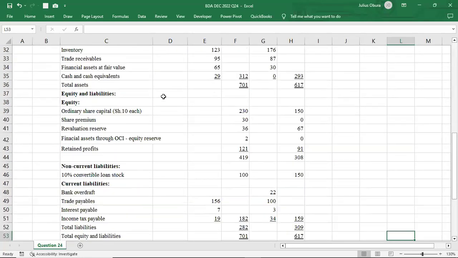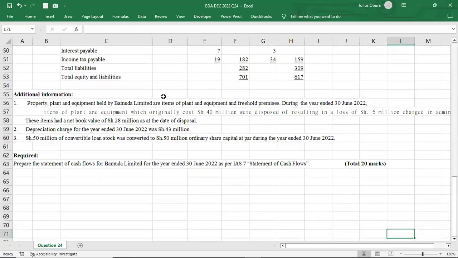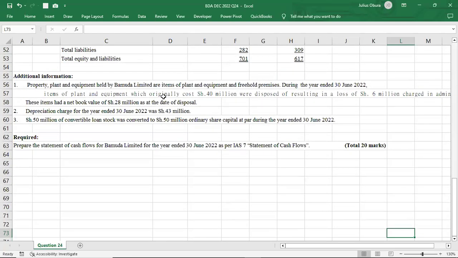Further, we are told the following. Number one, property, plant and equipment held by Bermuda Limited are items of plant and equipment and freehold premises. During the year ended 30th of June 2022, items of plant and equipment which originally cost 40 million shillings were disposed of, resulting in a loss of 6 million shillings charged in admin expenses. These items had a net book value of 28 million shillings as at the date of disposal.